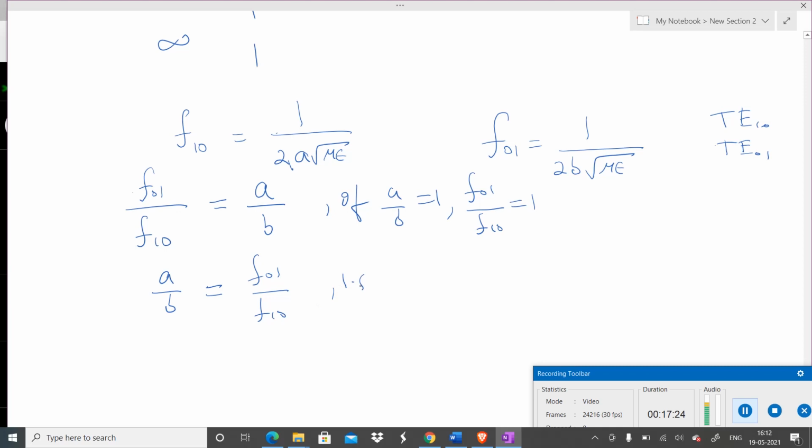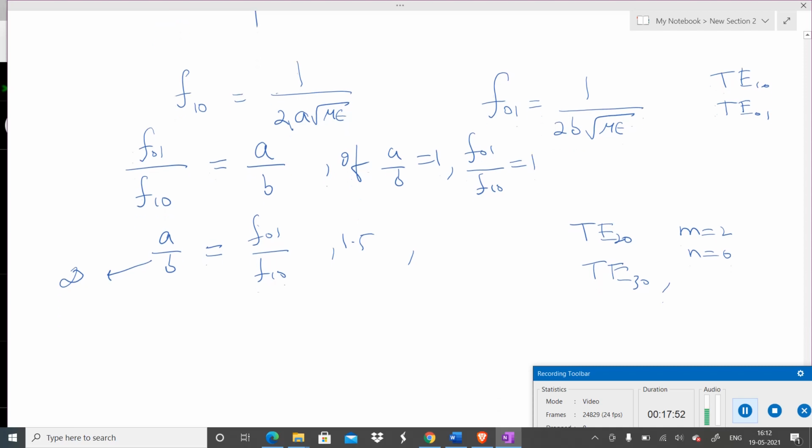So if it is 1.5, it will be 1.5. If it is 2, it will be 2. And if A by B is infinity, that is A is very large compared to B, then this ratio will also be infinity. Similarly, you can check with other modes. You can check with the TE20 mode, for that you put M equal to 2, N equal to 0. TE30 mode, and then we have some other modes.